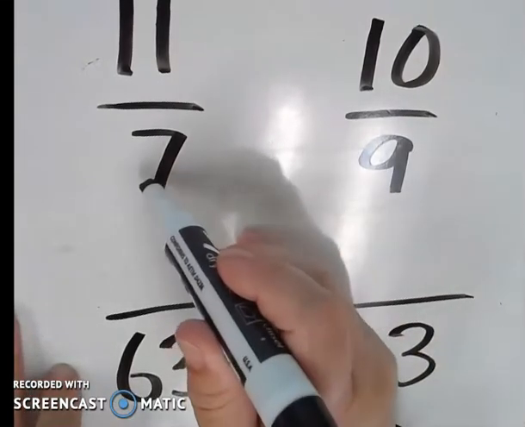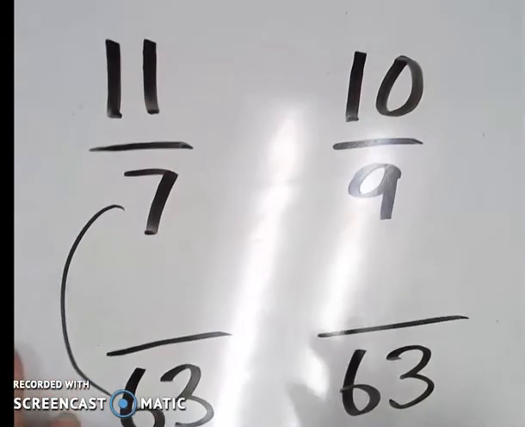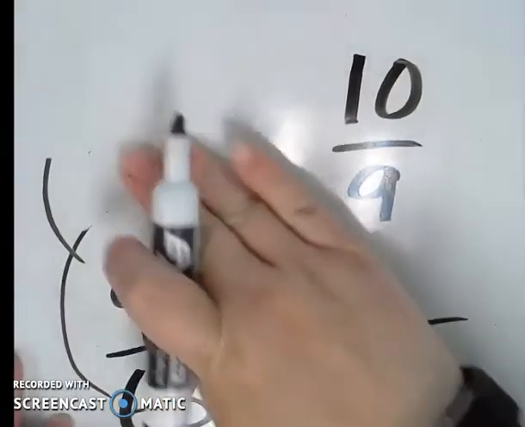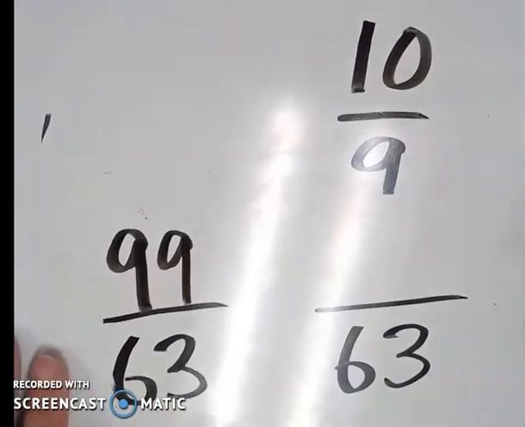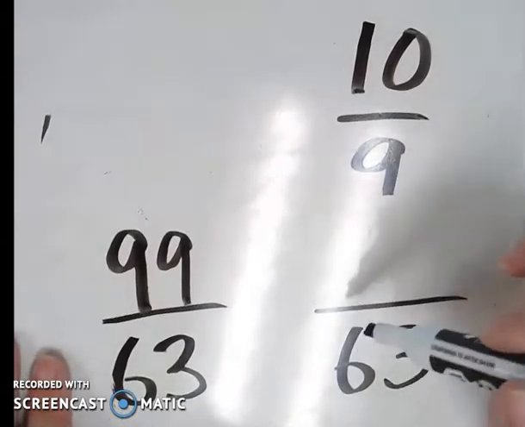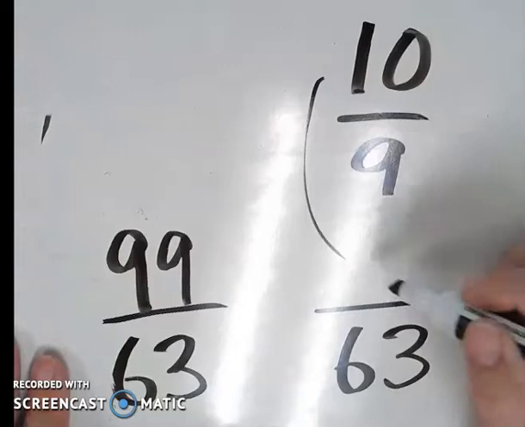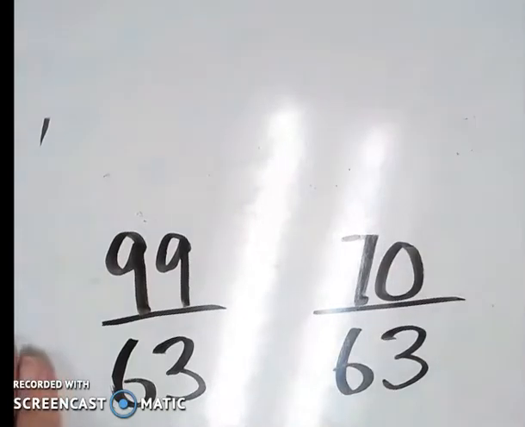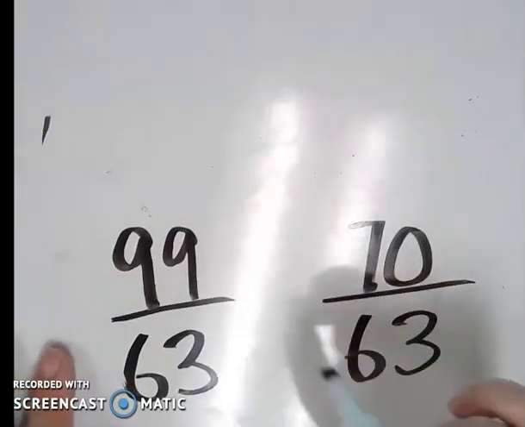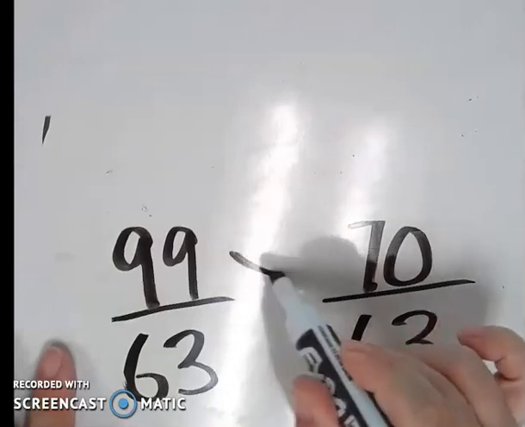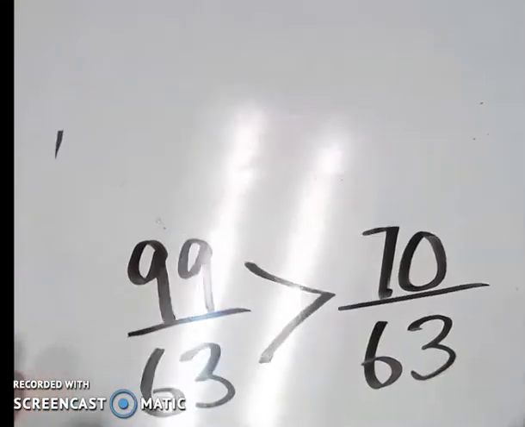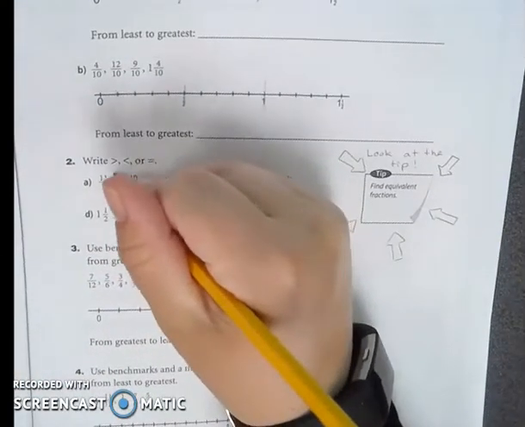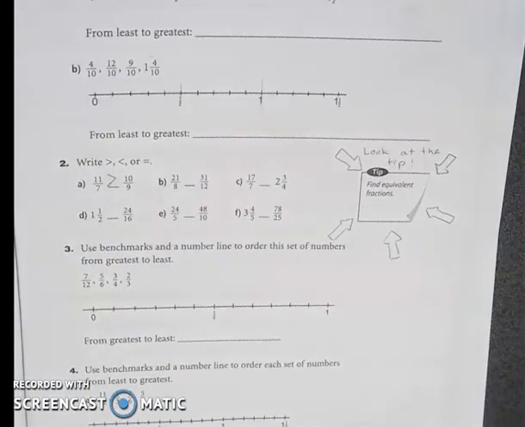So we're going to times each of these to find an equivalent fraction over 63. So what did we do to 7 to get to 63? We times it by 9. So we're going to have to do the same to 11. So 11 times 9 is 99. So 99 over 63. What did we do to 9 to get to 63? We times it by 7. So we're going to times 10 by 7, and we have 70 over 63. From here, we know that 99 is bigger than 70. So we know that 99 over 63 is greater than 70 over 63. And we use that here, because remember that these were our equivalent fractions, to easily order them.